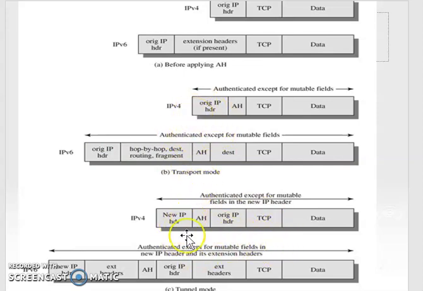Similarly, with respect to the tunnel mode, a new IP header is formed. After that, the authentication header and the original IP header follow. With respect to IPv6, again the same new IP header and the extension headers, and the IPv6 extension headers are a must. In this case, the authentication header is inserted after the new IP header. So this is with respect to the authentication header.